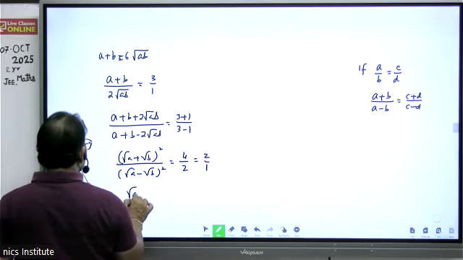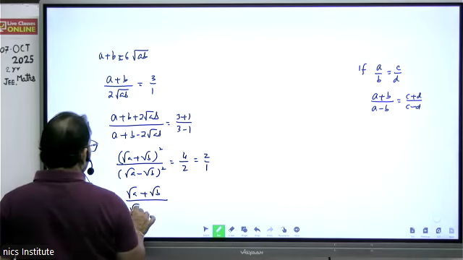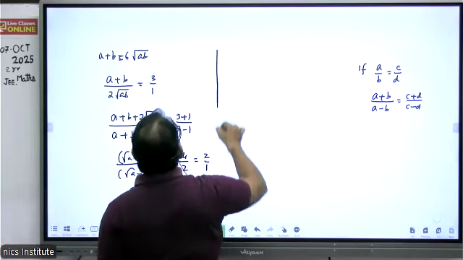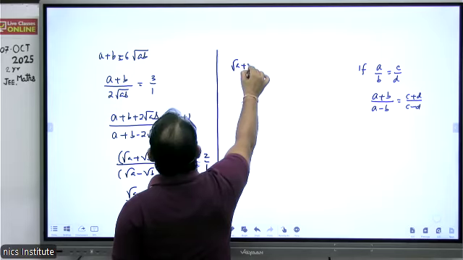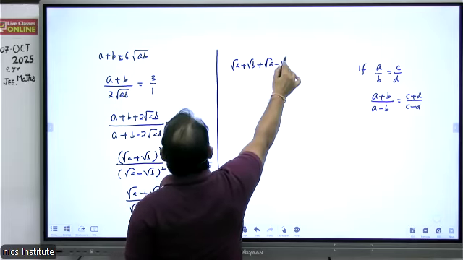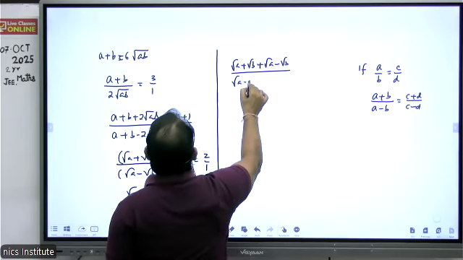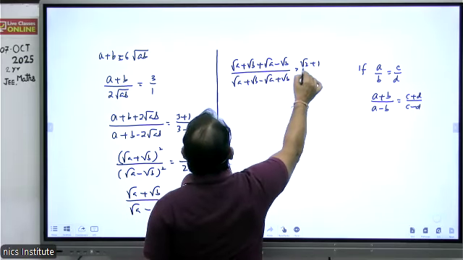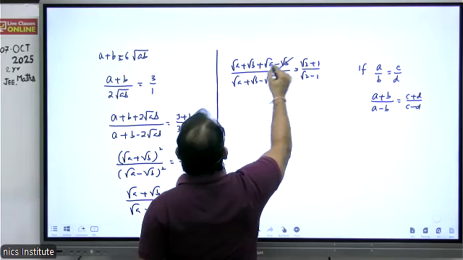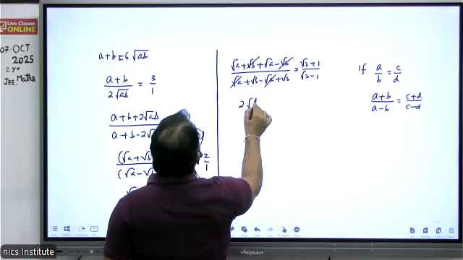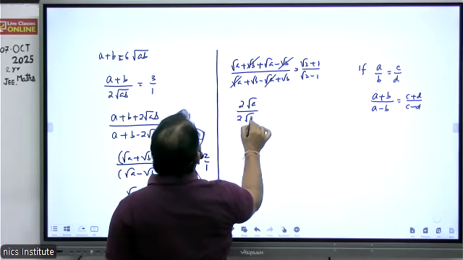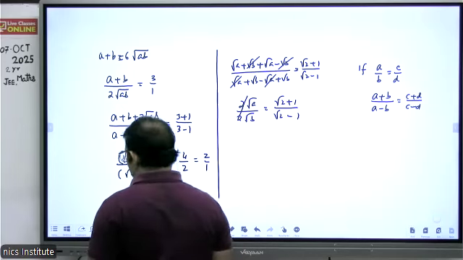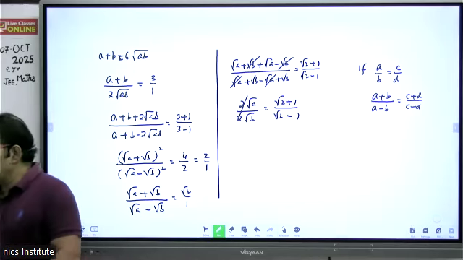Then you take the root because ultimately we're supposed to find a by b. Square rooting both sides, again you apply componendo and dividendo. So root a plus root b over root a minus root b; root a plus root b plus root a minus root b over root a plus root b minus root a plus root b equals root 2 plus 1 over root 2 minus 1. So 2 root a over 2 root b. Squaring both sides, you get your answer. Okay, so this question has a specific method. Got it.